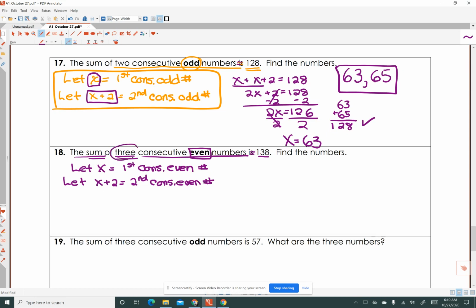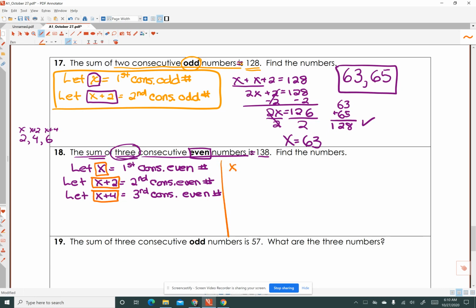Now, we've got 3 numbers this time. So what are we going to do? We're going to let X plus 4. If we have even numbers, think of 2, 4, 6. This is X, this is X plus 2, and the 6 would be X plus 4. So we're going to let X plus 4 equal the third consecutive even number. So let's just add them all up. I'm going to change the color here on the marker, to make sure we've defined the first, the second, and the third consecutive even number.